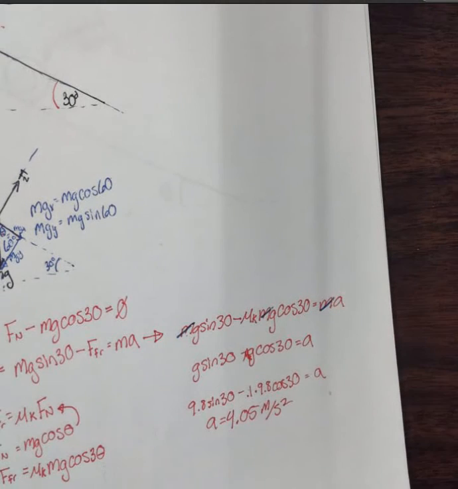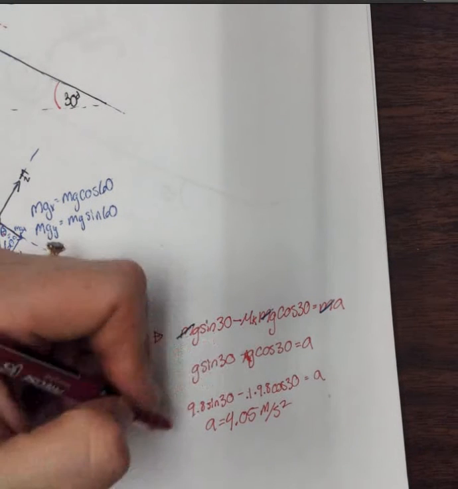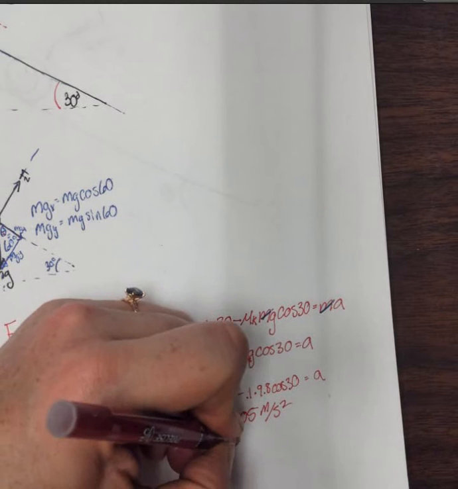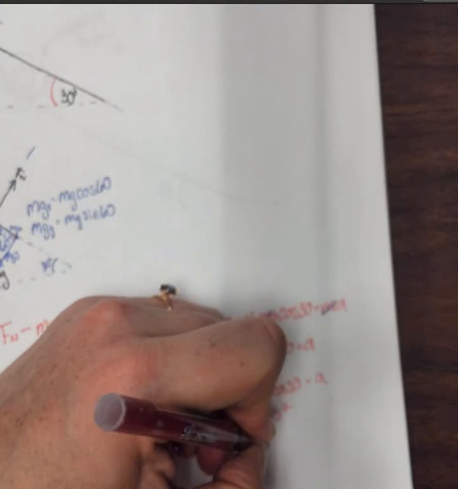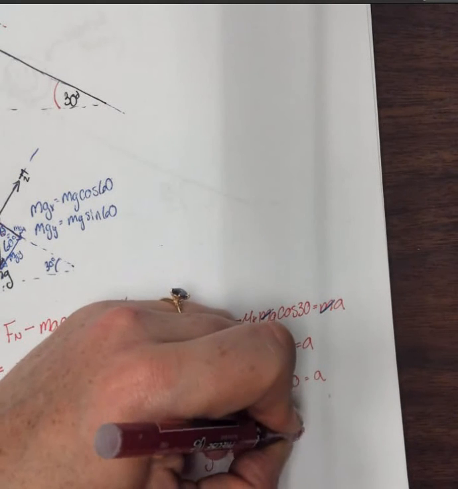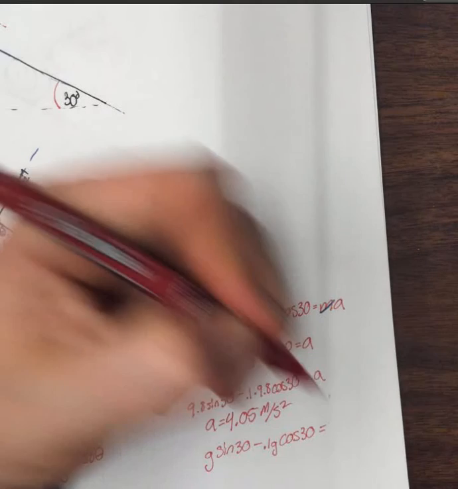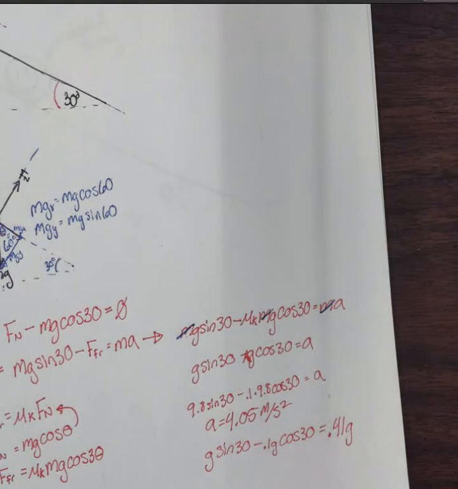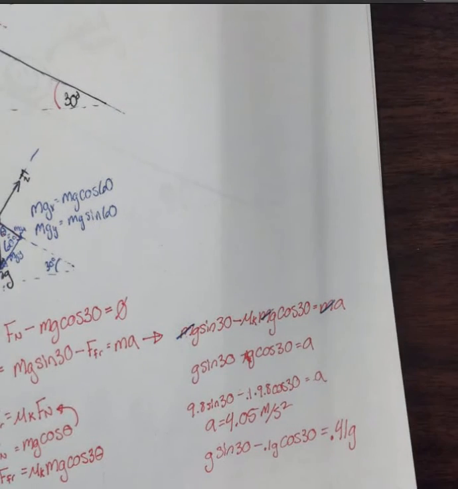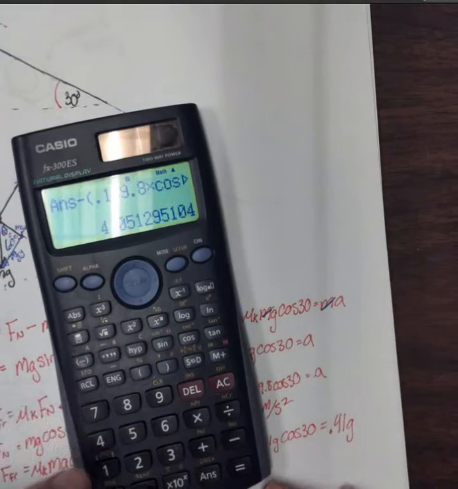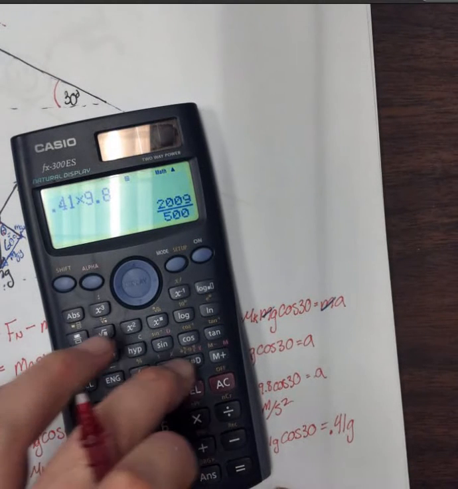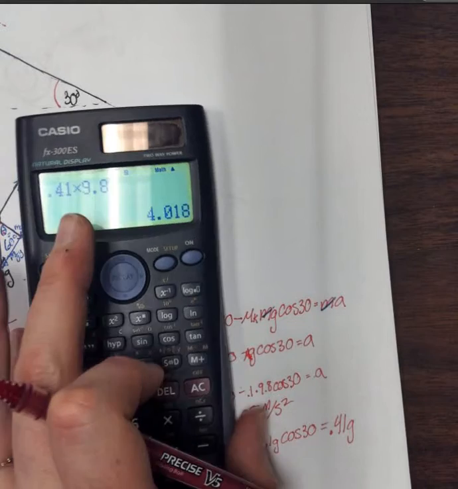Now, if I had left my g in the equation and I'd had that g sine 30 minus 0.1 g cosine 30, I would have ended up getting 0.41 g's. Alright, 0.41 g's should end up giving me the exact same variable. And it does.